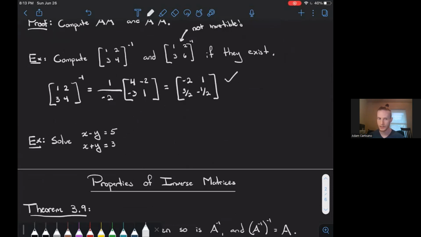Conveniently, we can also solve this system of equations easily. This is going to look like more work than just normal solution techniques, but that's because I'm showing a whole lot of steps here, which is funny because it's a one-liner, even still. Okay, I'm going to write this as the matrix equation: 1, negative 1, 1, 1, times x y, equals 5, 3.